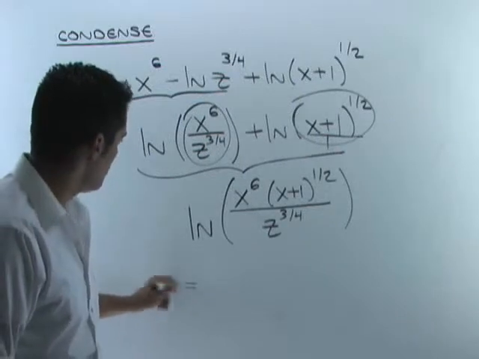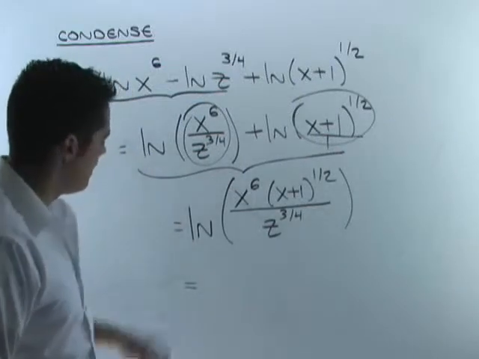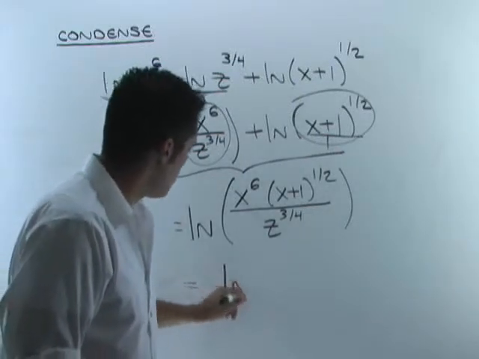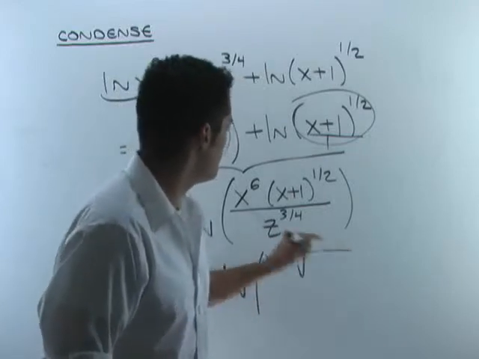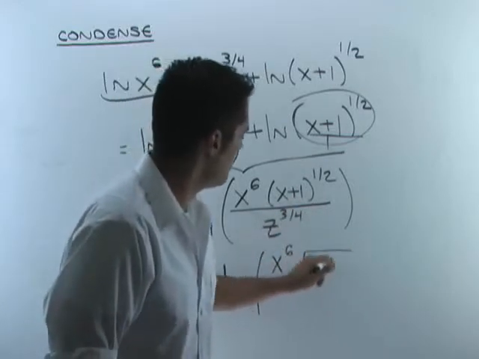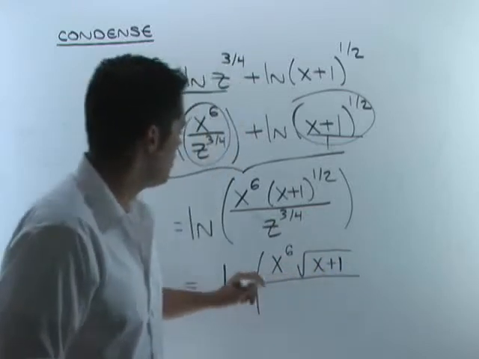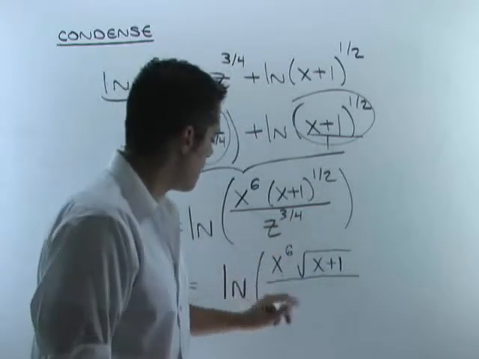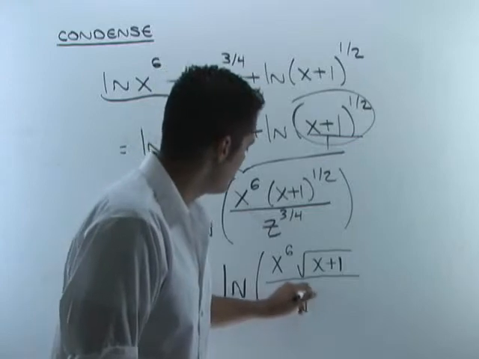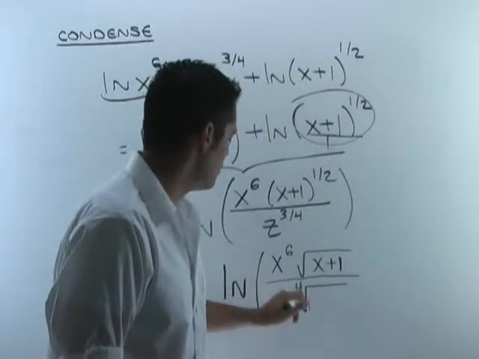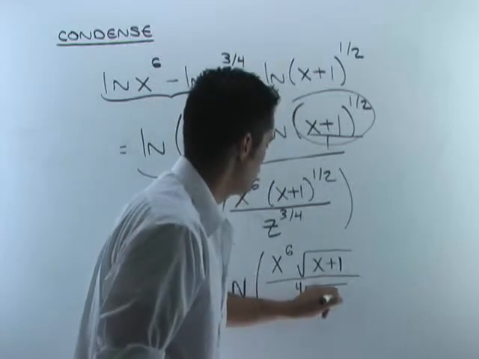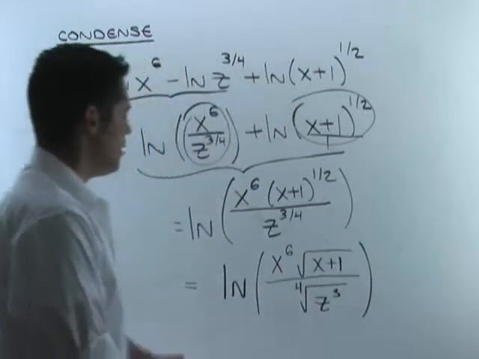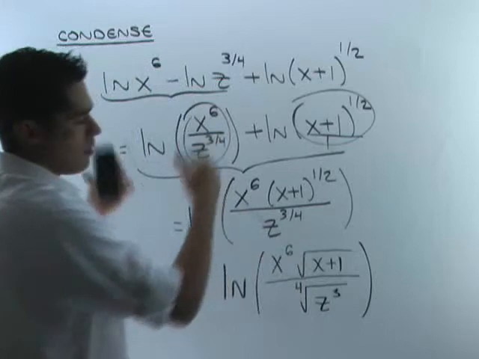You could, if you want, clean this up a little bit by putting natural log. You could put x to the 6th. You could rewrite this as the square root of x plus 1. And on the bottom, if you wanted to use rational exponents converted over to radical, you would have that this is the 4th root of z cubed. All right, and that would be your condensing of that original expression.